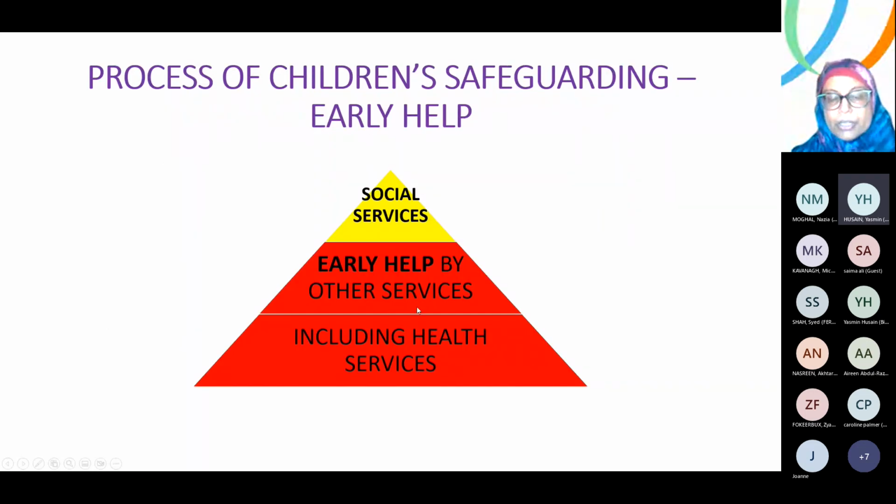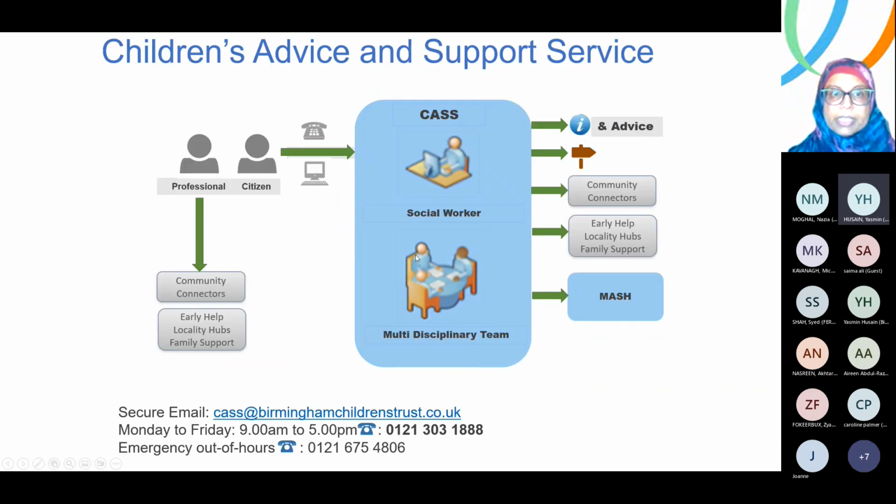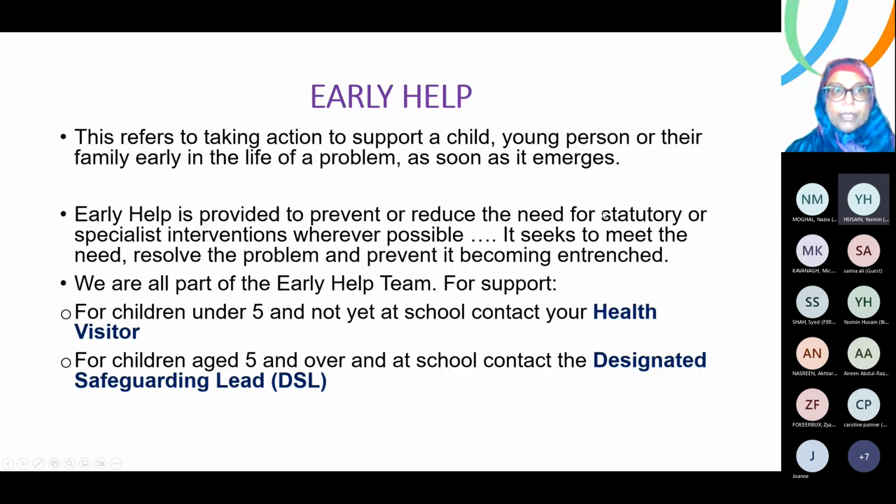Now, the majority of safeguarding, though, actually sits under what we call early help. And remember this diagram, so this is the early help bit that I'm going to tell you about now. So this is about taking action to support a child, young person, or the family early in the life of a problem as soon as it emerges. So there isn't actually an early help place to refer to. We are all part of the early help team, but we've got people to help us. So if we've got children under 5 we're worried about, we can contact our health visitor. And if the child's over 5 and at school, we can contact the designated safeguarding lead.